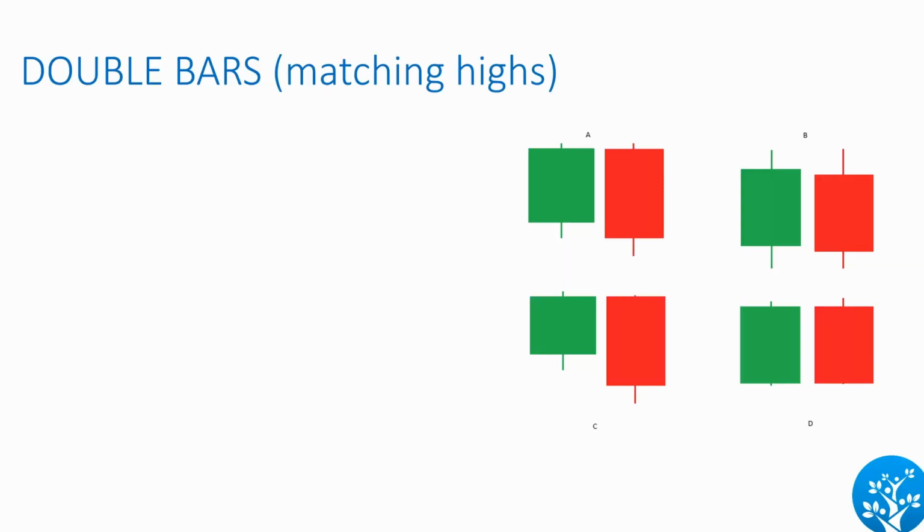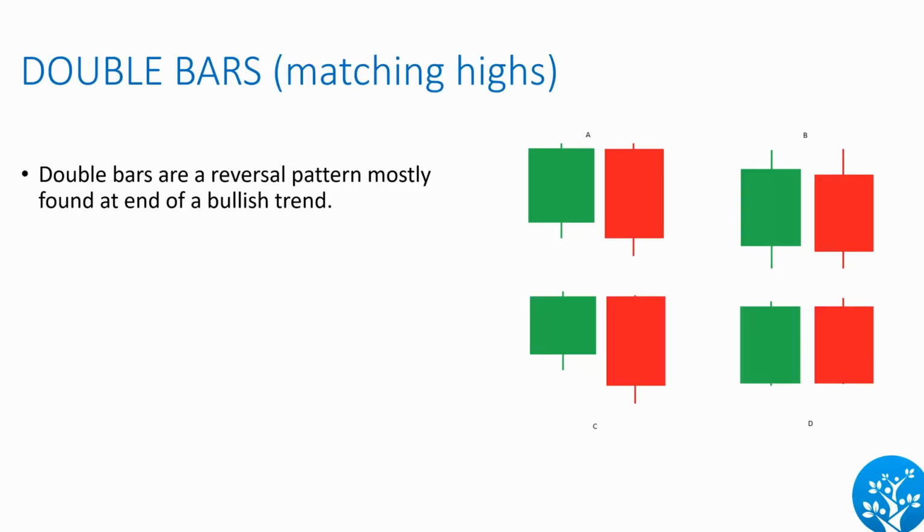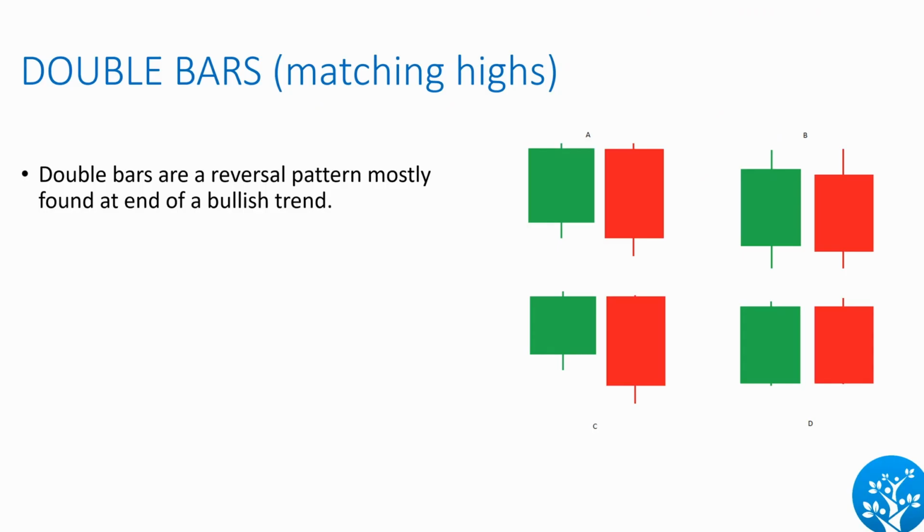Okay. Exactly opposite of this is the double bars matching highs. This is a bearish pattern. Double bars are a reversal pattern mostly found at the end of a bullish trend. The price was continuously going up. It formed a green candle. The first candle is the green candle. And then on the next day, there was a red candle which totally reversed the movement of the previous day.